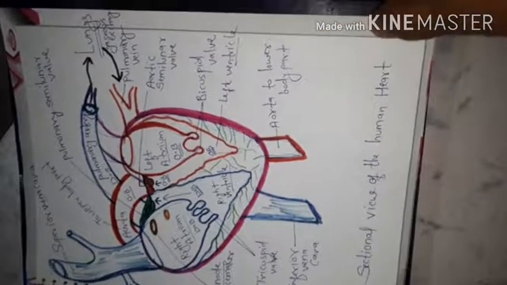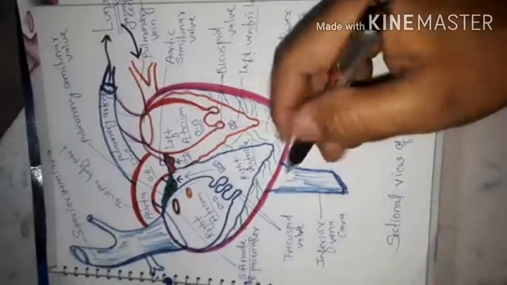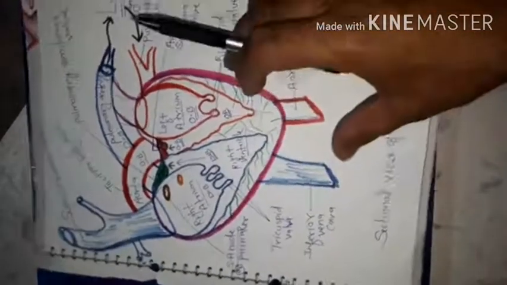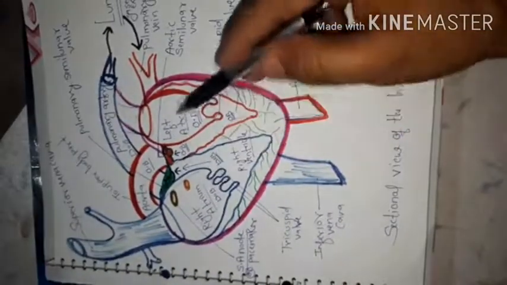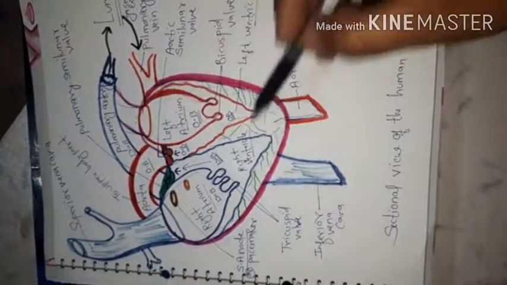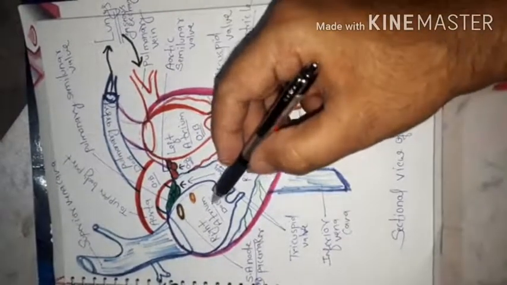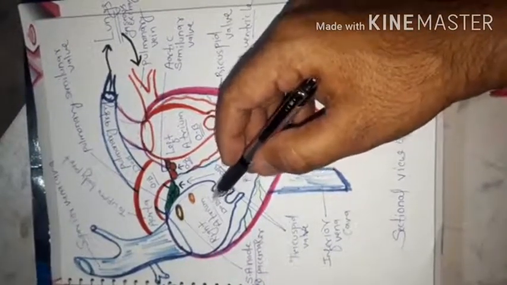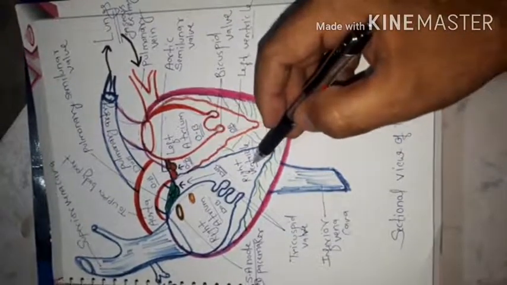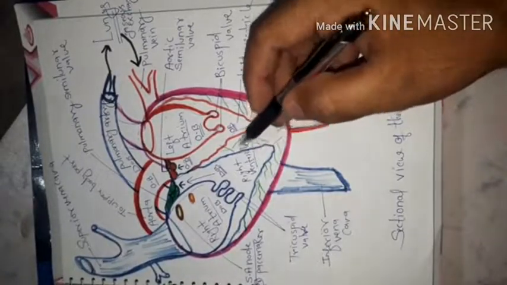Okay, in this diagram, as we know, the human heart has four chambers: two atria and two ventricles, that is, right atrium, left atrium, right ventricle and left ventricle. Both atria are always situated in the upper part of the heart, whereas the ventricles are situated in the lower part of the heart.